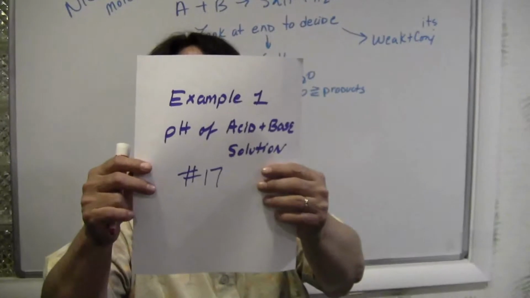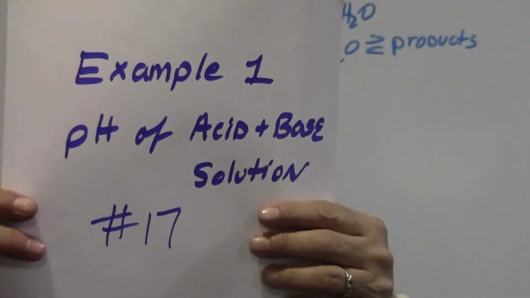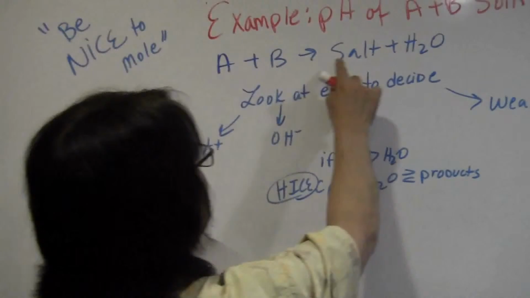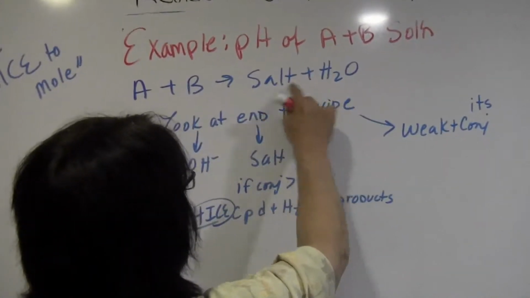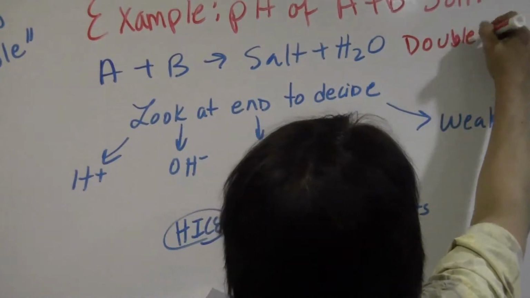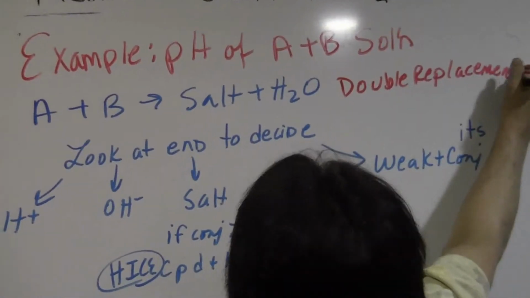In this video we're doing example 1 to find the pH when you combine an acid and a base in the same solution. Remember, when you have an acid plus a base you end up with a salt plus water. That's the double replacement reaction, the 3 steps. Hopefully we'll get through this whole problem in one video.